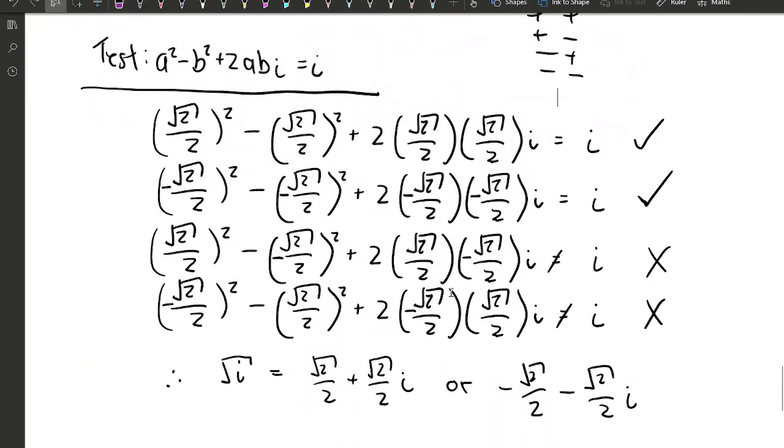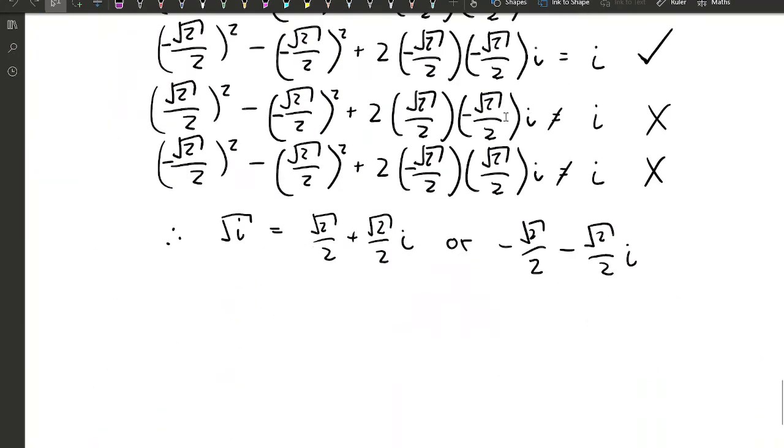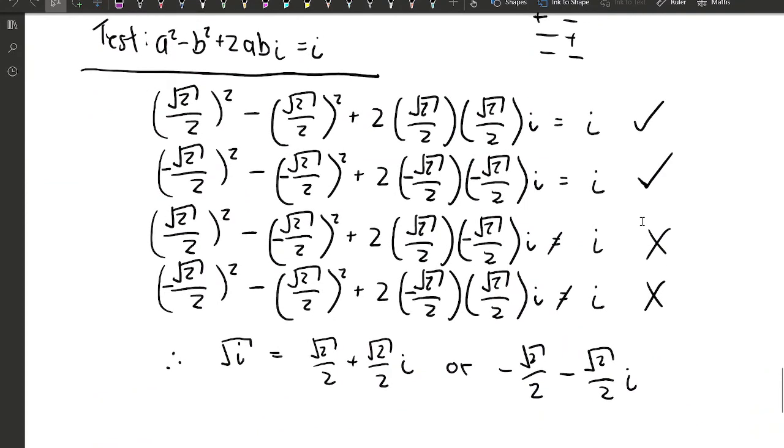So I tested all of them, and these aren't that hard to test because, as you can see, those cancel out, and then root 2 on 2 squared is 2 on 4, which is 1/2. 2 times 1/2 is 1, so that must be i. And then negatives, a negative times a negative is positive, so that is exactly the same as that, so that must also be correct. And I could have stopped there and said, I've got 2 distinct square roots now, those are my answers, but I didn't, because I was just curious.